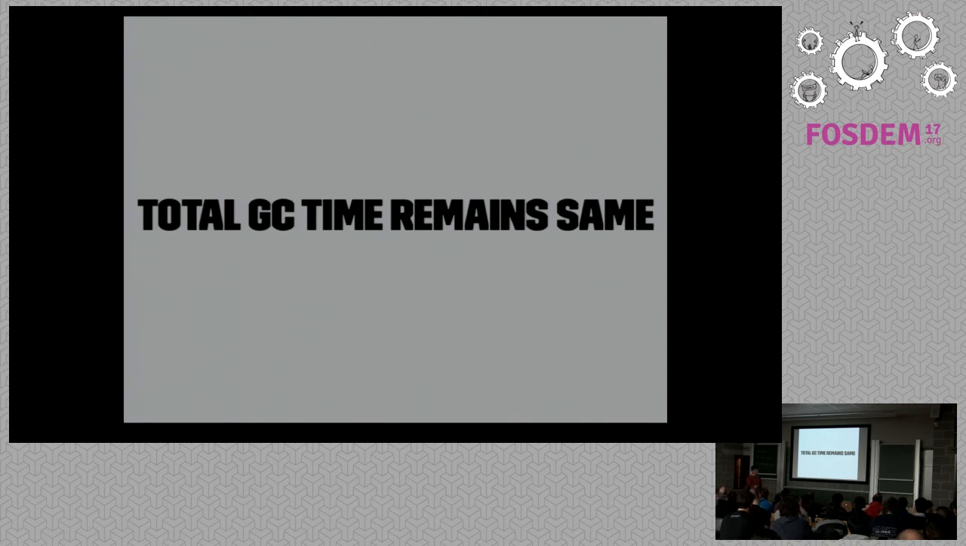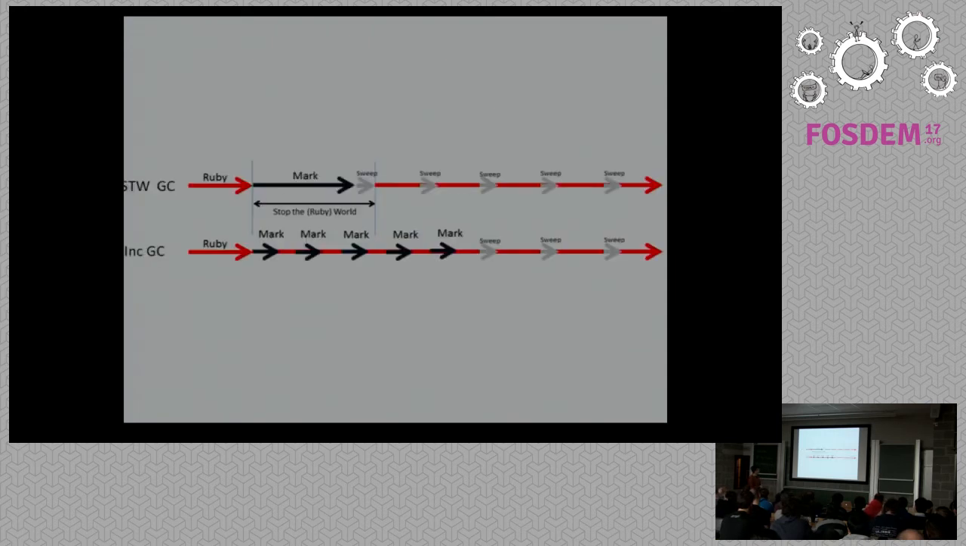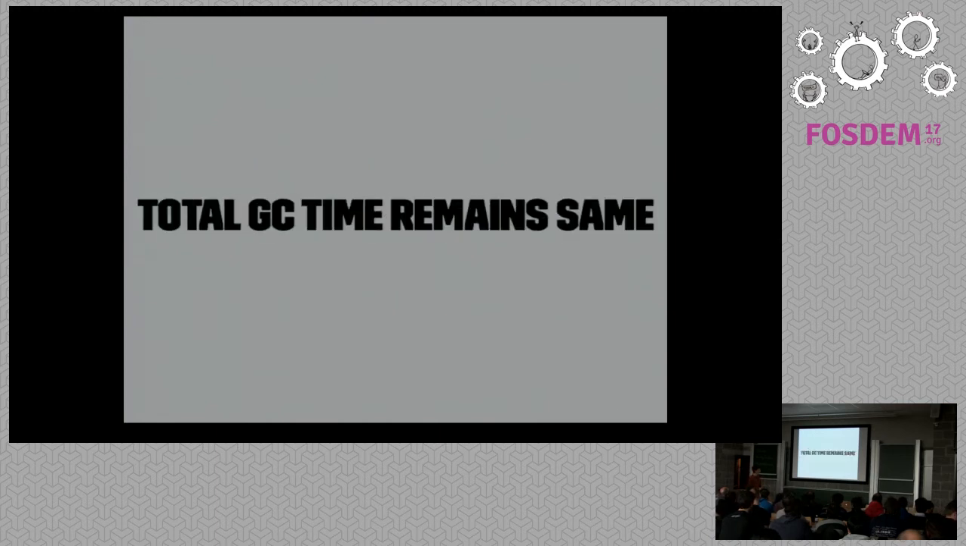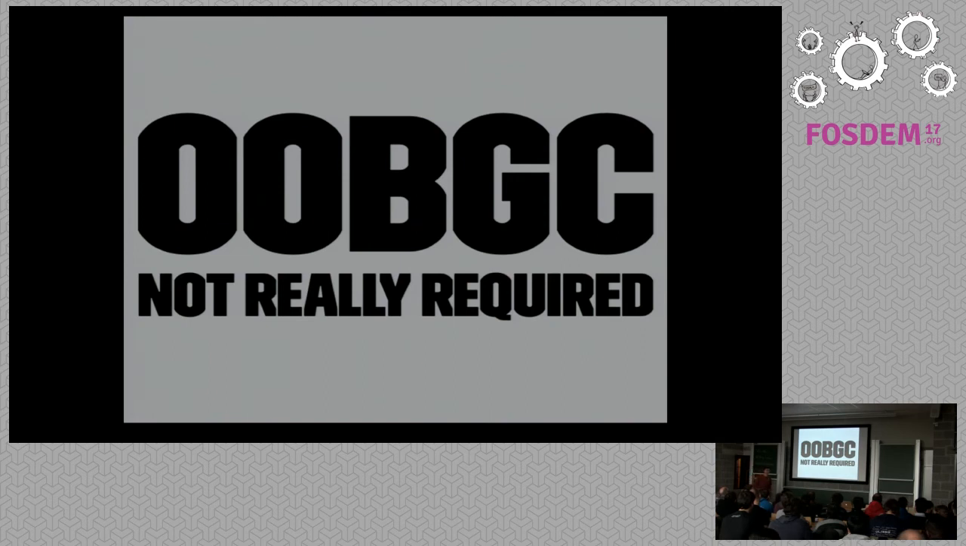So total GC time will remain the same. The idea wasn't to make GC time quicker. It was just to reduce the amount of total time we spend in these long pauses. And this is the point where out-of-band GC becomes not a thing anymore in Ruby. People still somewhat do this, although it's kind of dangerous.